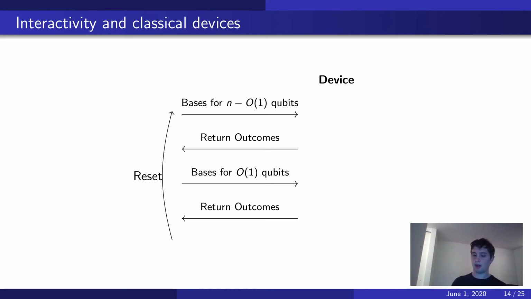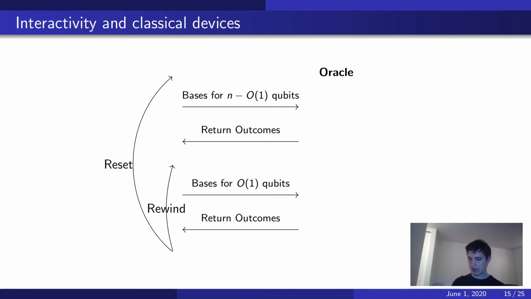And then we have the option to reset back to the beginning, but we can also rewind back to the end of the first round, right? We have the state of the machine at that point. We can just set everything back up the way it was and run it again. And this time we could ask for Y basis measurements and get those outcomes, and so on. Okay, so we have this rewinding ability.